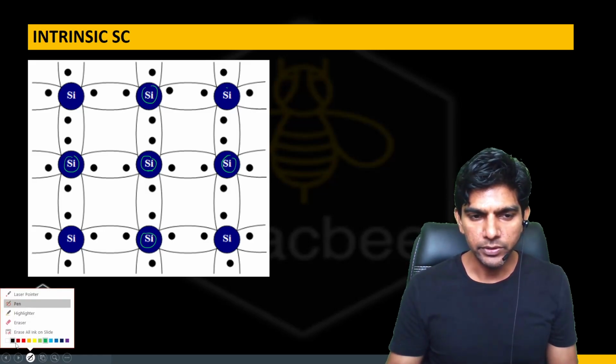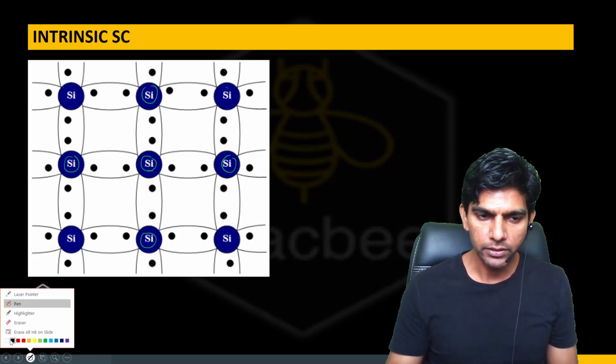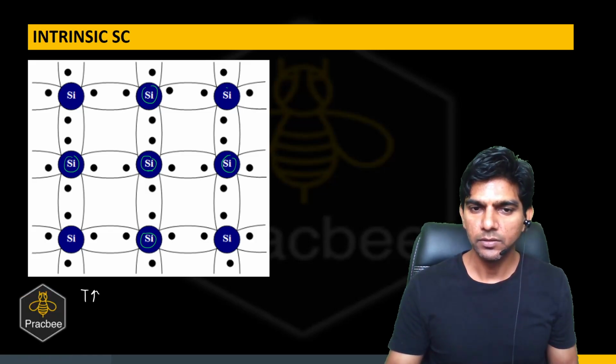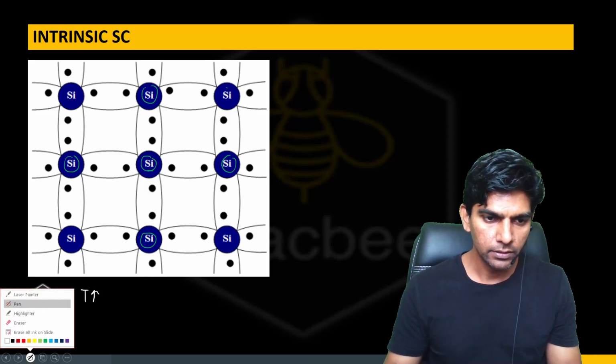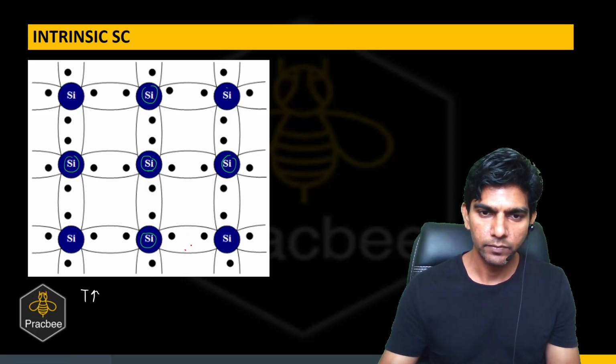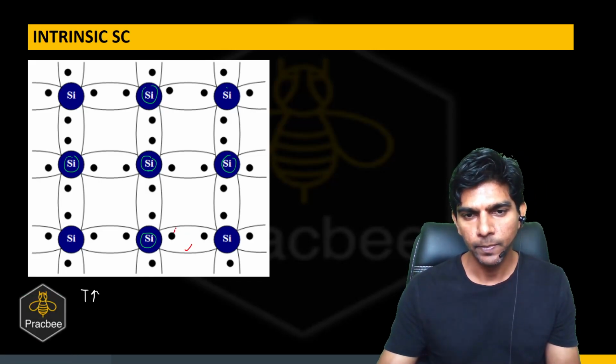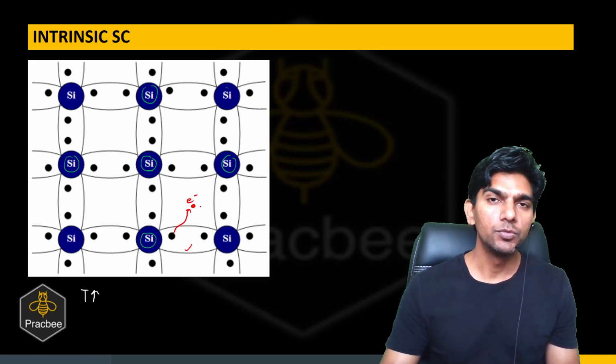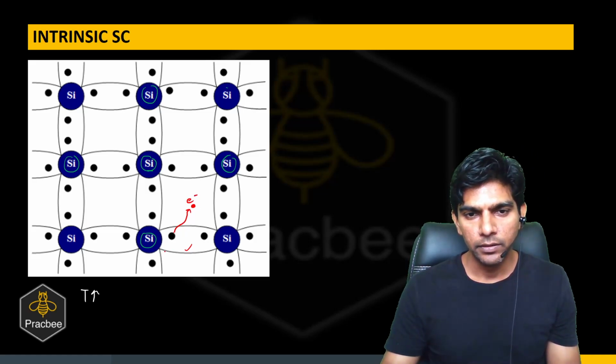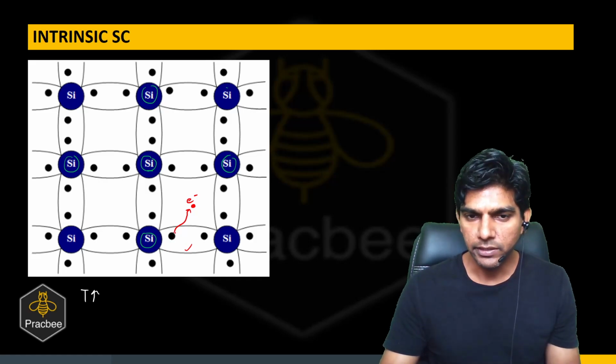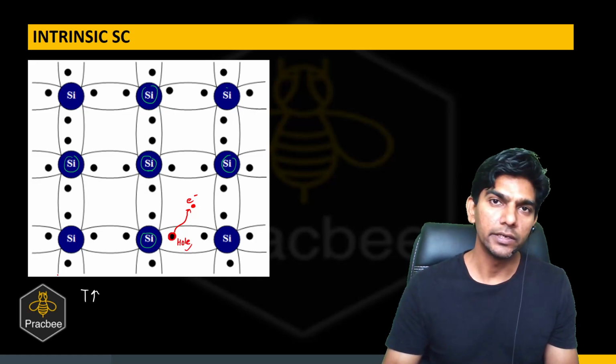Now what happens as the temperature is increased? Some bonds will break. Let us say this bond breaks first. If this breaks, this electron will come out. Now this electron will move to the conduction band. And when the bond breaks, there is another thing happening. There is a vacancy created, right? So here we have a hole. A hole is being created.